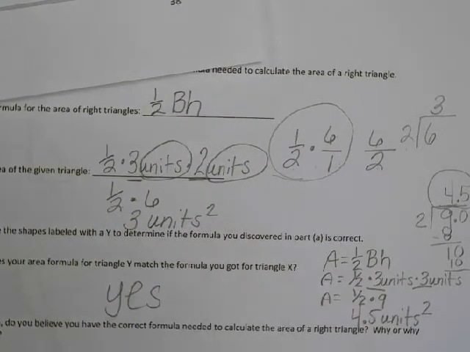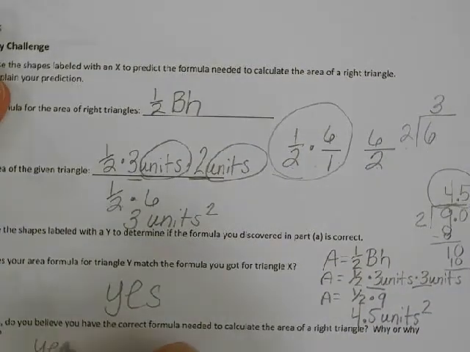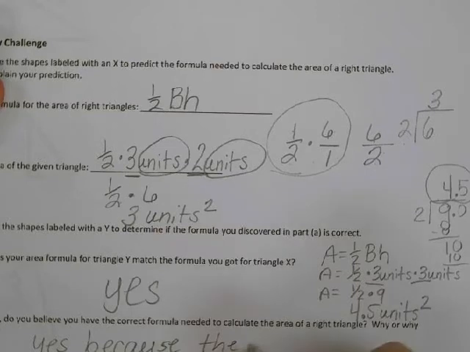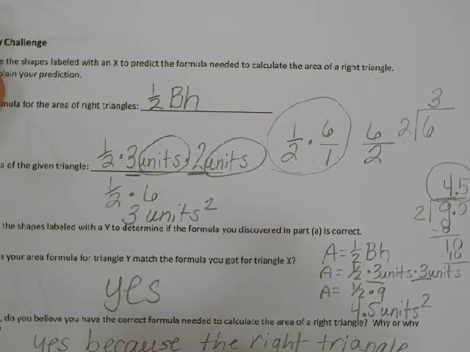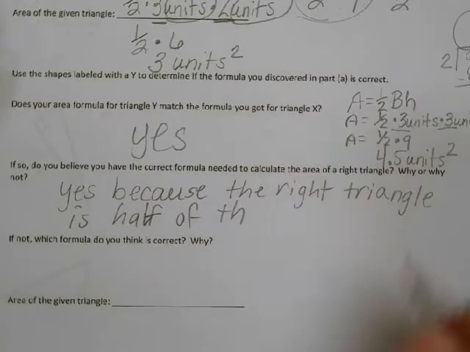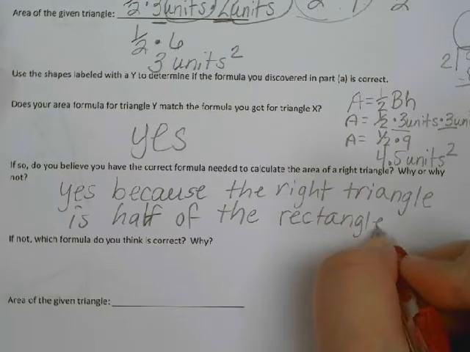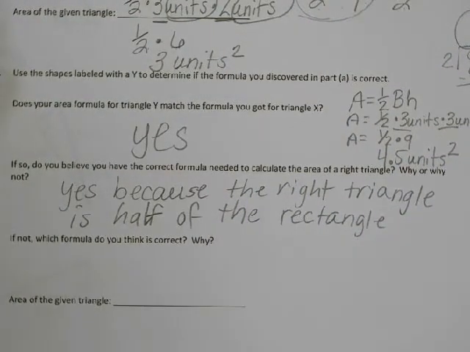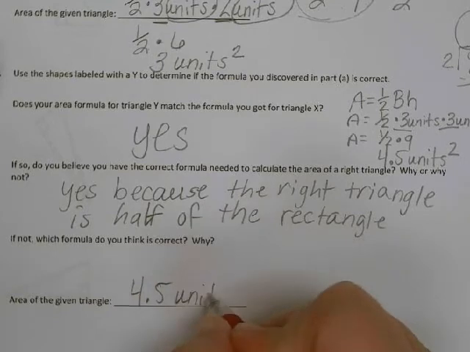Yes. It says, if so, do you believe you have the correct formula? Yes, because the right triangle is half of the rectangle. What was the area of that triangle? It was 4.5 units squared.